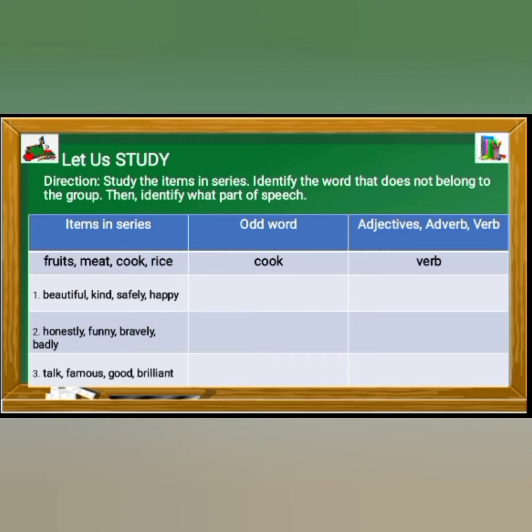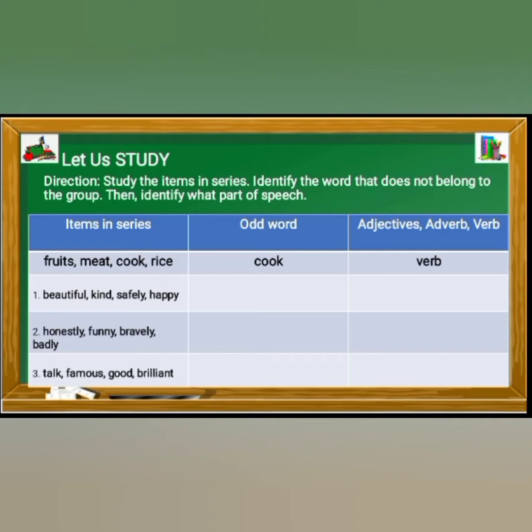Direction. Study the items in series. Identify the word that does not belong to the group. Then, identify what parts of speech. We have here the items in series, the odd word or the different word, and the parts of speech: adjective, adverb, and verb. Alright, the first one is done for you.